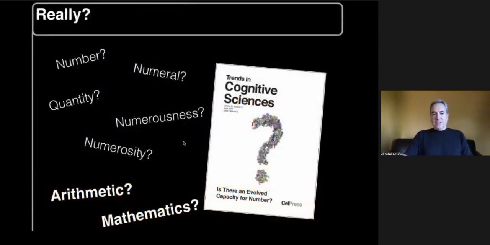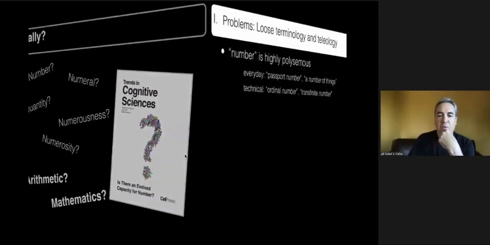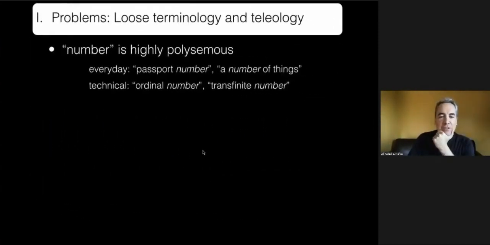So again, going back to that debate, you could start asking, is it really the case that there is an evolved capacity that is specific for number and arithmetic, let alone mathematics? These are the kinds of debates that have developed in academic circles. Now, there are some problems at different levels that we need to unpack. The first one is an issue of loose terminology and teleology, I would argue.